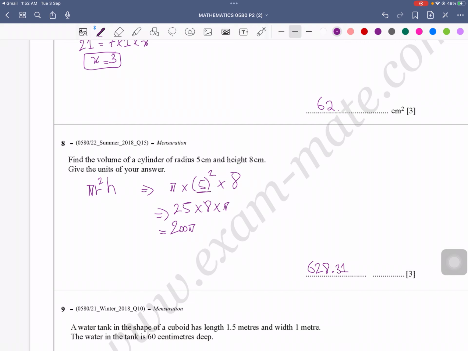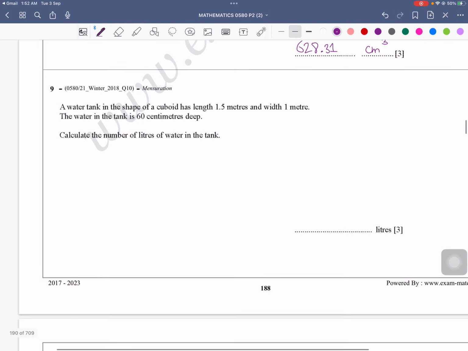When I square them, this becomes cm squared multiplied with cm. The bases are the same, so the powers will add, and it will become cube. So the units will be cm cube. Units are important because there is a score they are asking you for it.